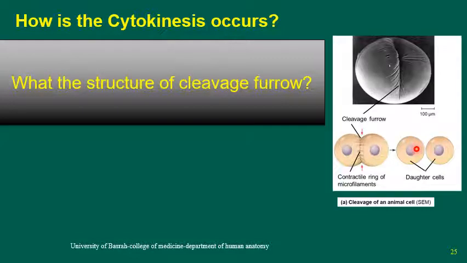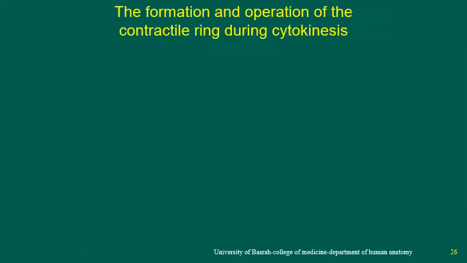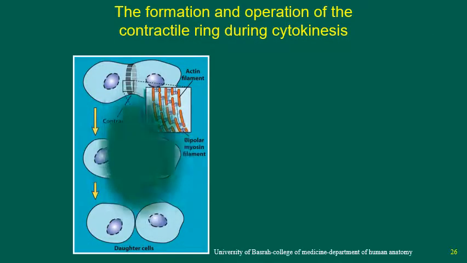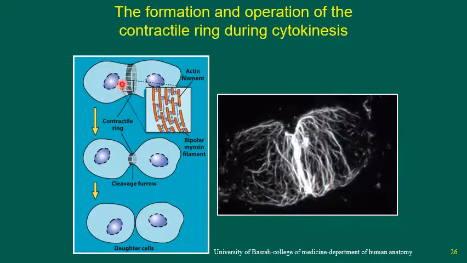What is the structure of the cleavage furrow? The cleavage furrow is a result of a contractile ring. This ring, composed primarily of actin and myosin filaments, accumulates in a belt-like shape beneath the plasma membrane. It pulls the plasma membrane inward, dividing the cell into two halves. Cytokinesis is complete when the two halves separate to form two new cells.